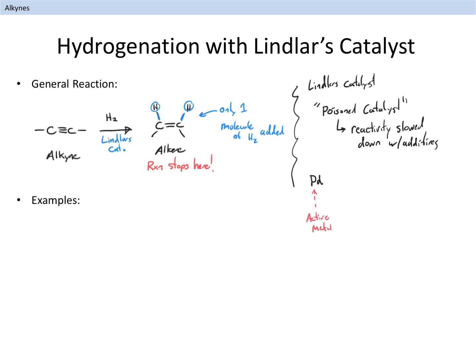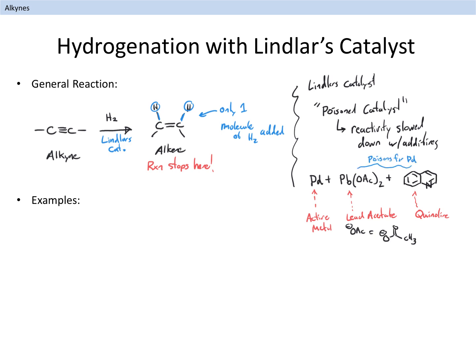Specifically, palladium, which is a highly active catalyst for hydrogenation reactions, is treated with lead acetate and quinoline, a nitrogen-containing heterocycle. This treatment makes the palladium less active, presumably by modifying the surface chemistry of the palladium metal, so it only coordinates effectively to alkynes and not to alkenes. Because the alkenes do not coordinate as well, they are not hydrogenated.